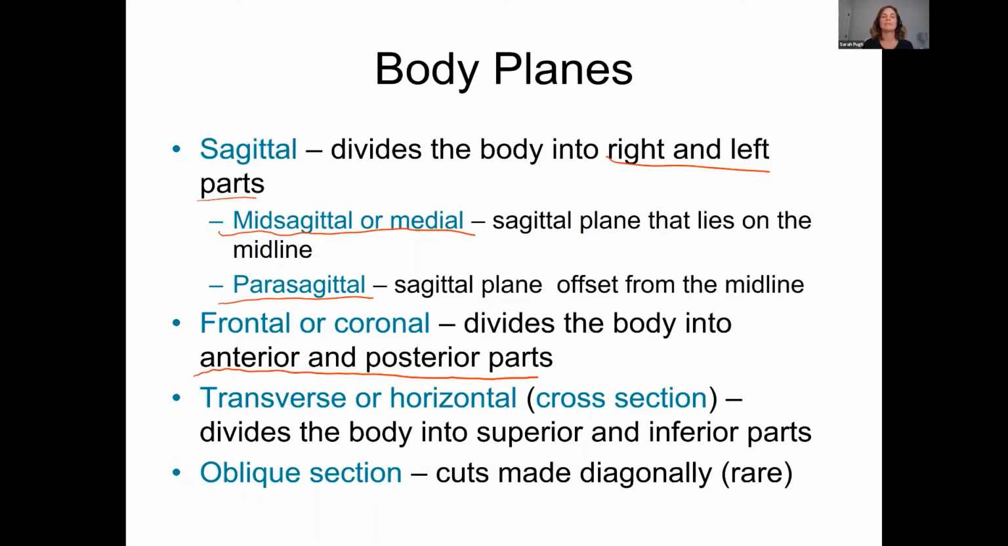Then we also have transverse, horizontal, or cross section. They all mean the same thing. I typically use the term cross section, just what I learned in anatomy. This would be like cutting the body into an upper half and a lower half. So it divides the body into superior and inferior parts.